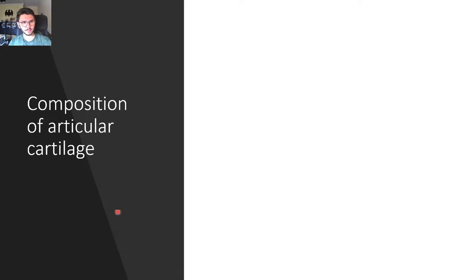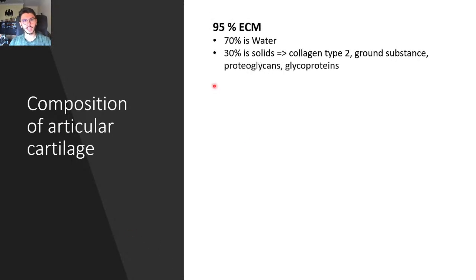So the articular cartilage is 95% ECM. Whereas when we had bones or tendons, it was a split of 70 to 30, this is 95% extracellular matrix and 5% cells. 70% of this is water and 30% are solids. And the solids here are collagen type 2. In bones and in tendons, it was collagen type 1. Here it's collagen type 2. And we also have ground substance, proteoglycans, and glycoproteins.